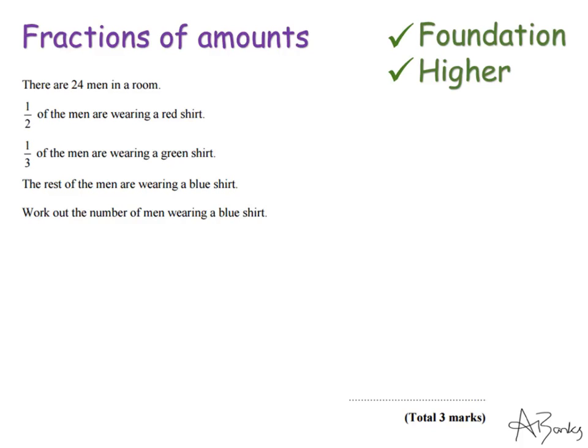So I need to work out first how many men are wearing a red shirt. So I'm going to write red equals, now this is a half of 24. So to find a half of something, I just divide by 2. So there are 12 men wearing a red shirt.